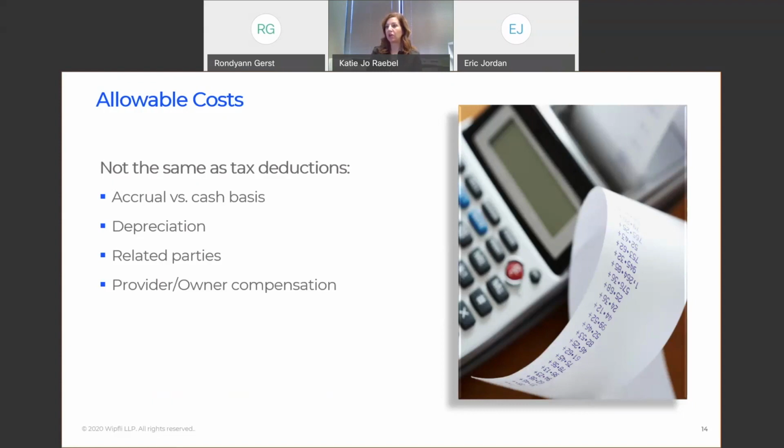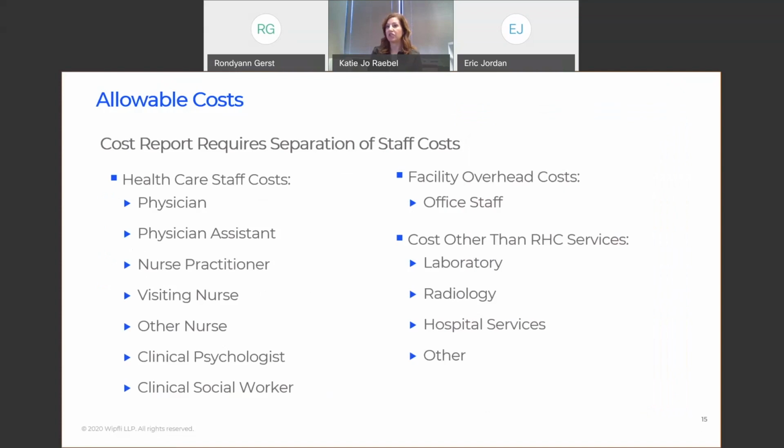Our provider owner compensation, we may be able to claim different amounts based on the type of rural health clinic we are. Are we a partnership? Are we a corporation, etc.? So you may see your cost report preparer make some adjustments to your cost report that are different than your tax information. We also have to separate our costs based on what type of healthcare provider the costs relate to.